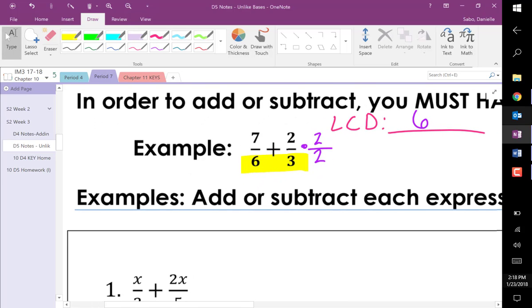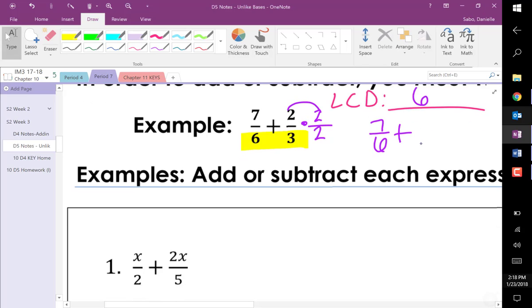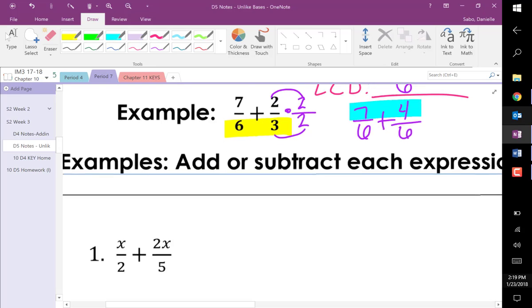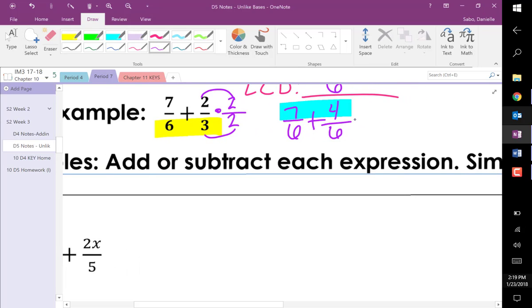So let's do this. I have 7 over 6 plus, what's 2 times 2? What'd you say? 4. Okay, 4, it's okay. And then 3 times 2 is 6. Now I have what I did yesterday. So if you weren't here, this is exactly what they did yesterday. We're just taking it one step further. We have common bases. I just add them. What's 7 plus 4? Yeah, so 11 over 6.